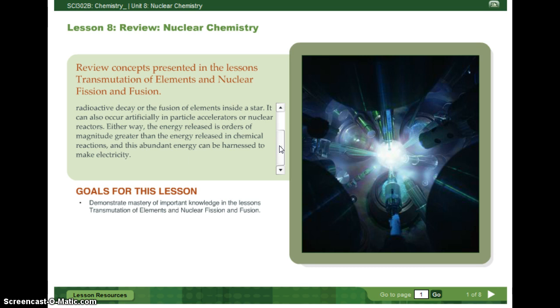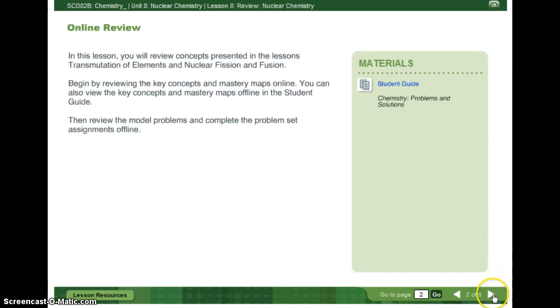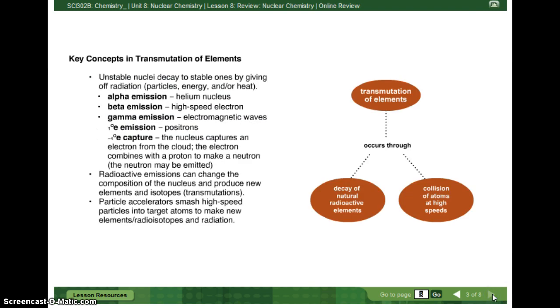Goals for this lesson: demonstrate mastery of important knowledge in the previous two lessons. Slide 2, of course, has the student guide. Key concepts in transmutation of elements. Transmutation of elements occurs through decay of natural radioactive elements and through the collision of atoms at high speeds.